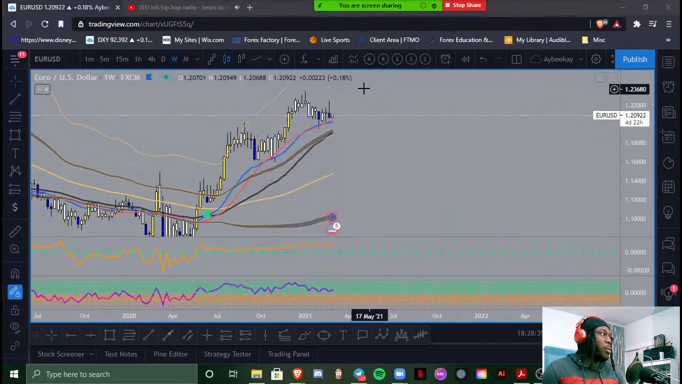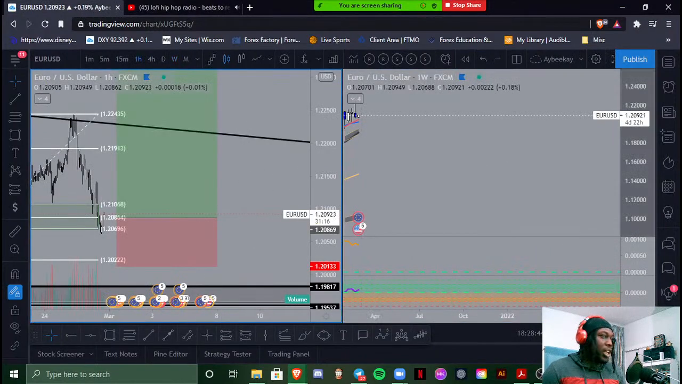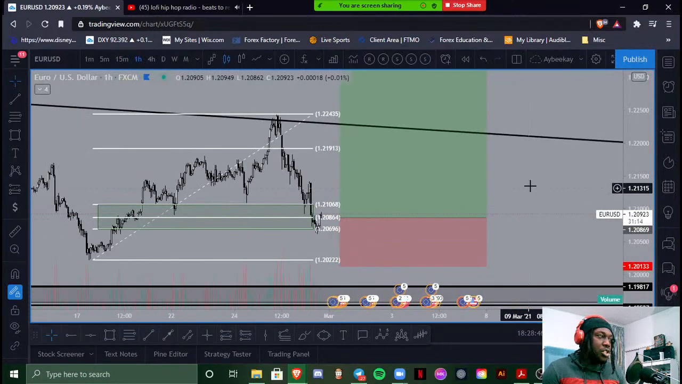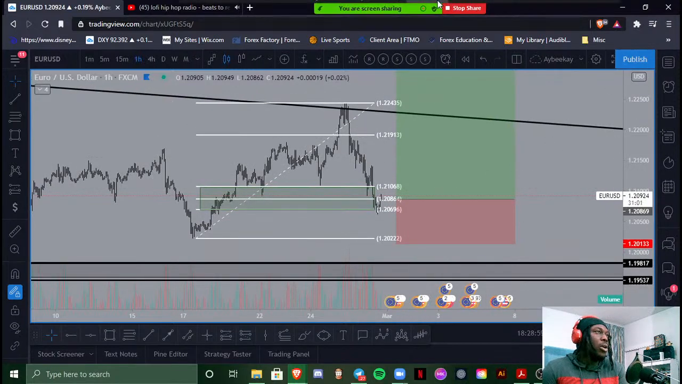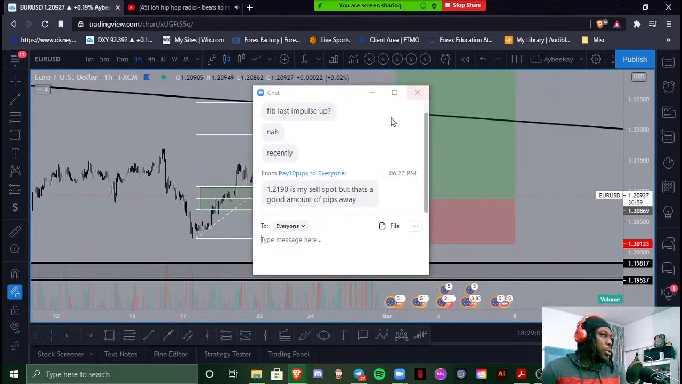1.2190 is your sell spot. Yeah, absolutely, I could totally see 1.2190 getting hit. Now, naturally, you know how I do. Once I get to 1-to-1 on my trade, I'm going to put stop loss at break even, take at least like 30-40% profits, let the trade ride, and if we get stopped out, we get stopped out. So I definitely agree with you, Peyton, that 1.2190 is a good sell spot.